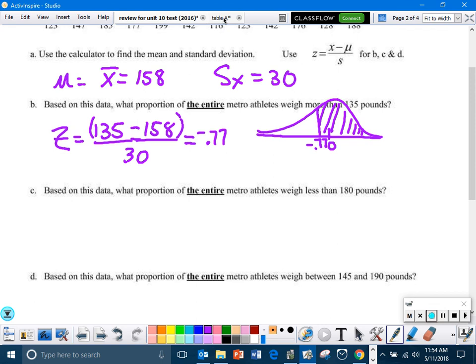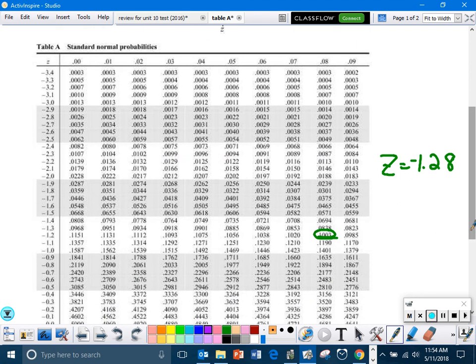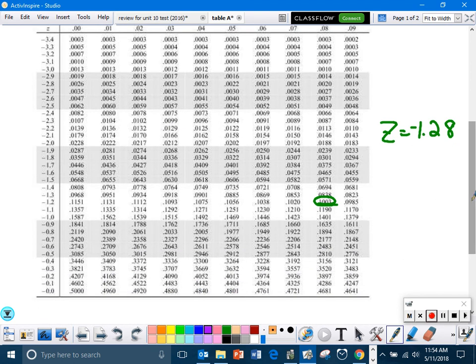So let me go to the table. I need to be on the negative side, negative 0.77. So negative 0.7 is here, and negative 0.77 is here. So I'm going to go across, and I'm going to come down, and that's going to be my decimal. But remember, that's to the left. So I would have to go 1 minus 0.2206 to get my answer. Okay, so if you're using the table, you've got to remember to subtract.